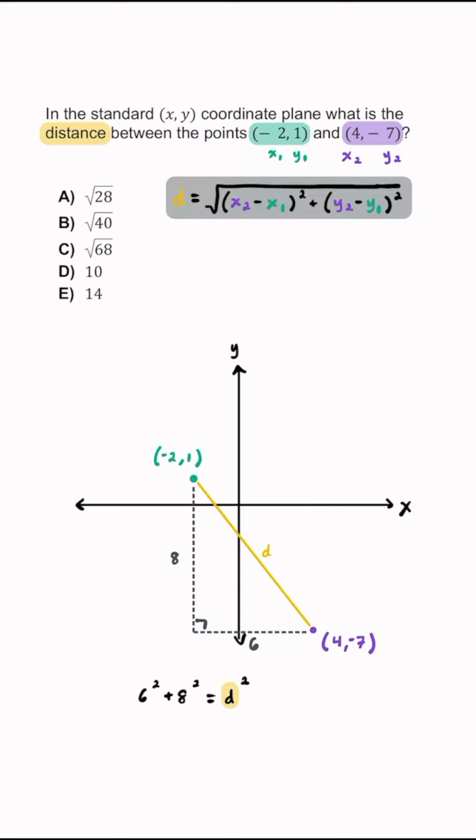Squaring the 6 and the 8, we get that 36 + 64 is d², and adding the 36 and 64 together, we see that 100 is equal to d². Taking the square root of both sides, we see that the distance between these 2 points is equal to 10. We should go with answer choice D.